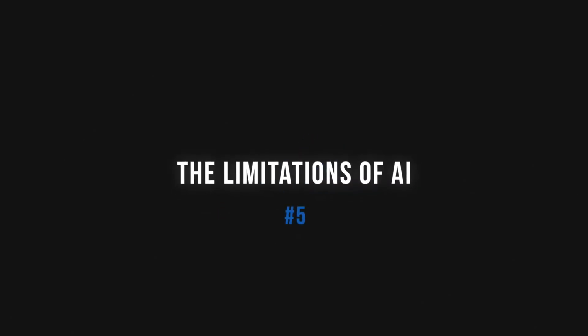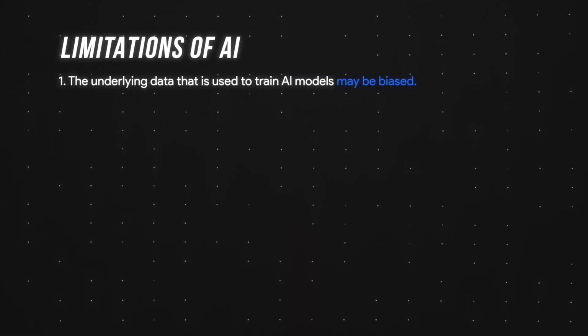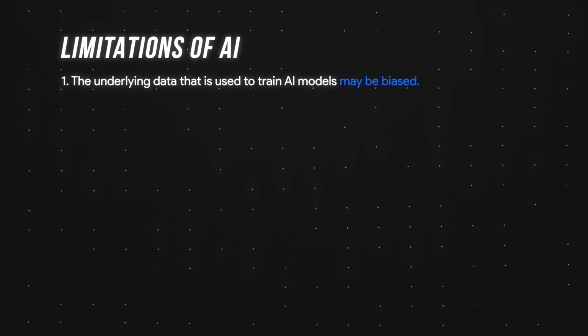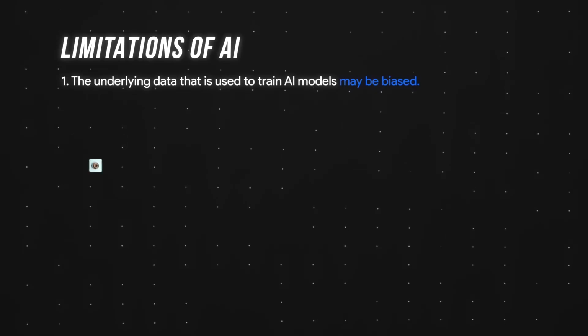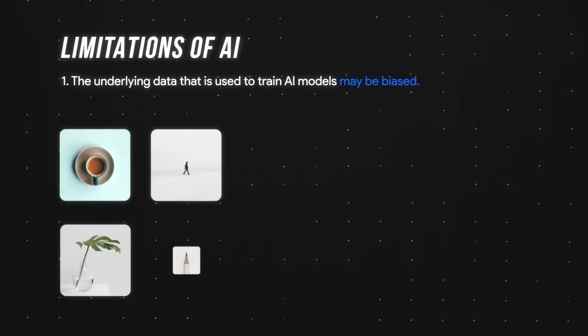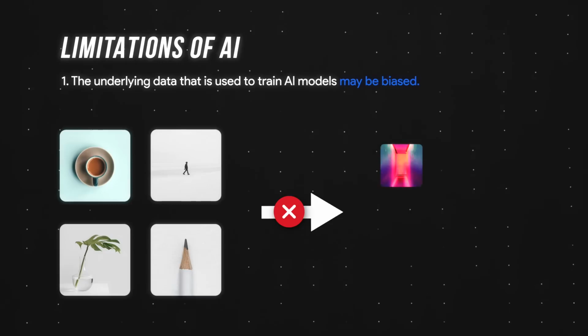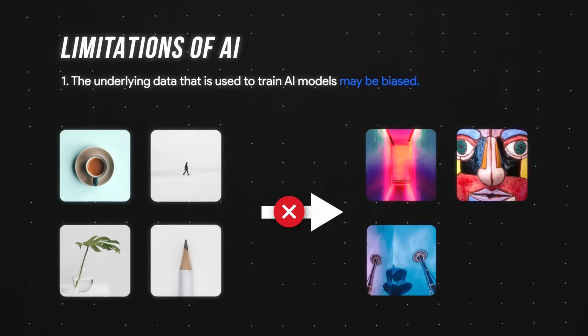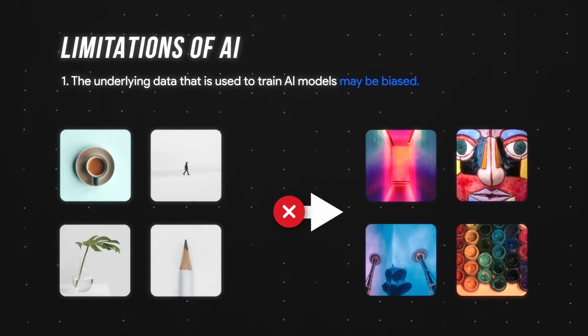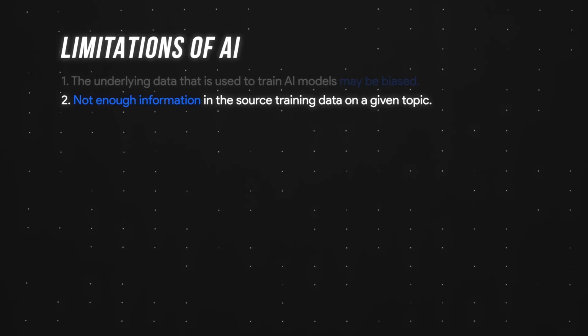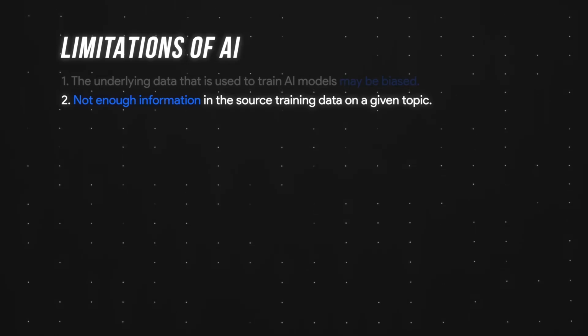Takeaway number 5 is a topic that many of us, including myself, tend to overlook when using AI tools, and it's to understand the limitations of AI. Broadly speaking, there are 3 main limitations. First, the underlying data that is used to train AI models may be biased. If a text-to-image model is only trained on minimalistic graphics, it might not be able to produce flashy and bold designs. Second, there simply wasn't enough information in the source training data on a given topic.